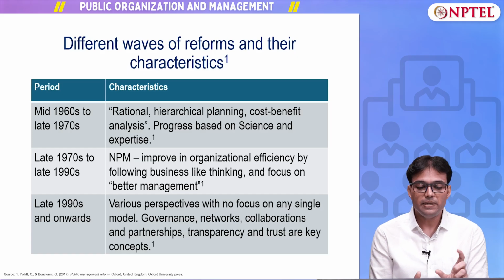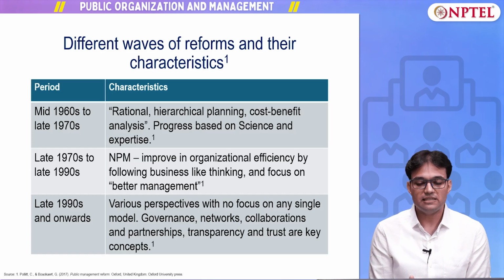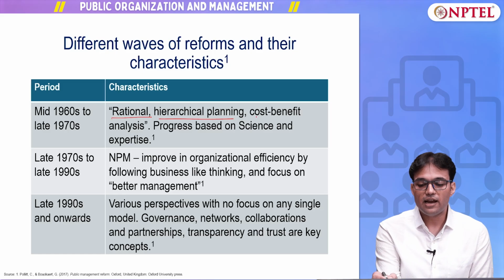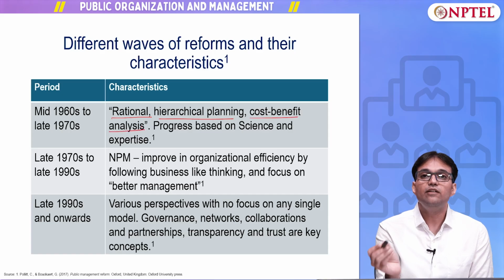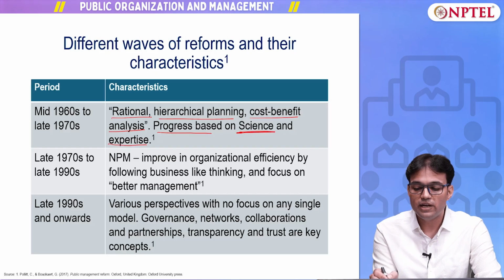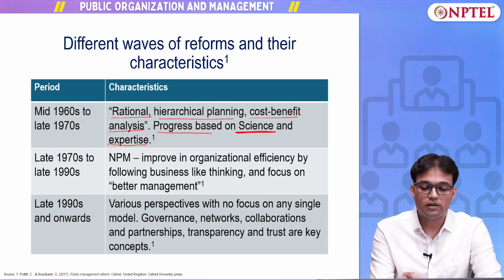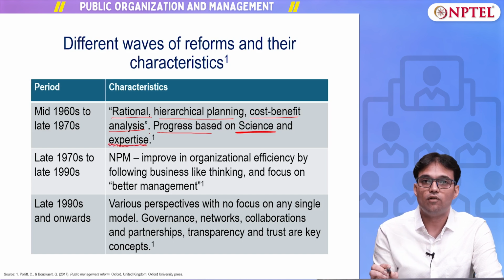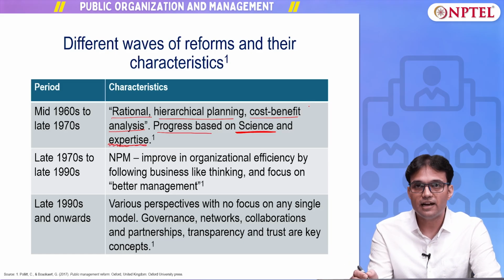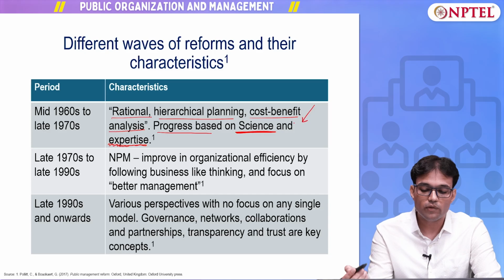Now, if you look at the period between the mid 1960s and late 1970s, the reforms that were happening were more rational reforms, hierarchical planning and cost benefit analysis. The focus of these reforms is on progress based on science and expertise. Science means tried and tested ways of doing things, more empirical evidence, and of course relying on expertise to bring those reforms, right? So at this point in time, the focus was on rational hierarchical planning and cost benefit analysis following science and expertise.